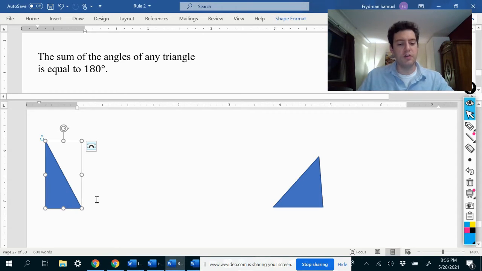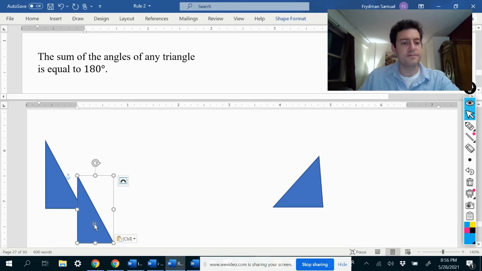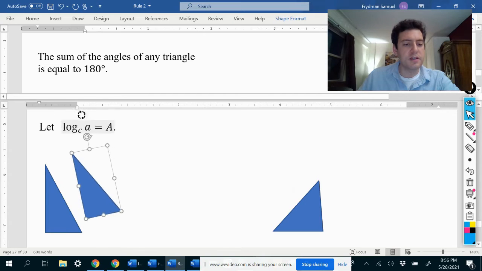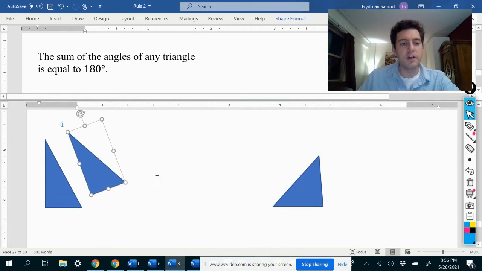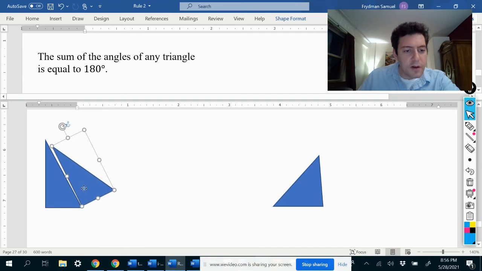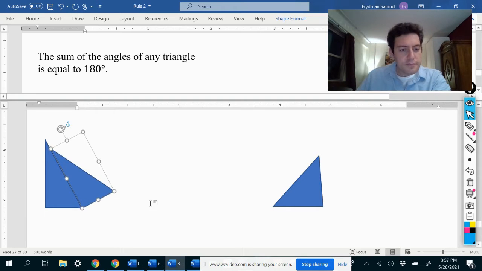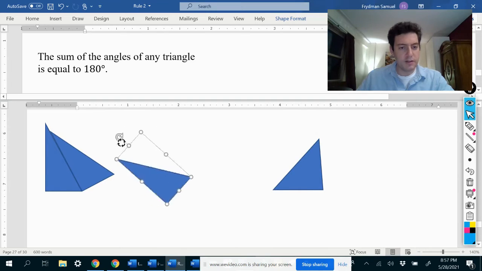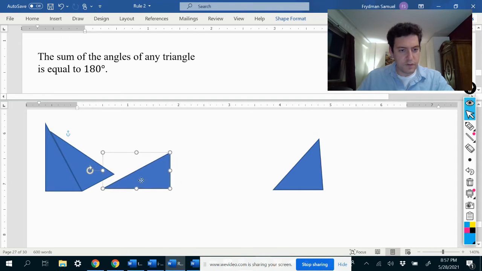If I take this triangle and then I make a copy of it, and let's rotate this. Let's rotate this and then put it right over here. Okay. All right, and now let's make another copy. And we'll rotate it like that, and then this should fit right in there.